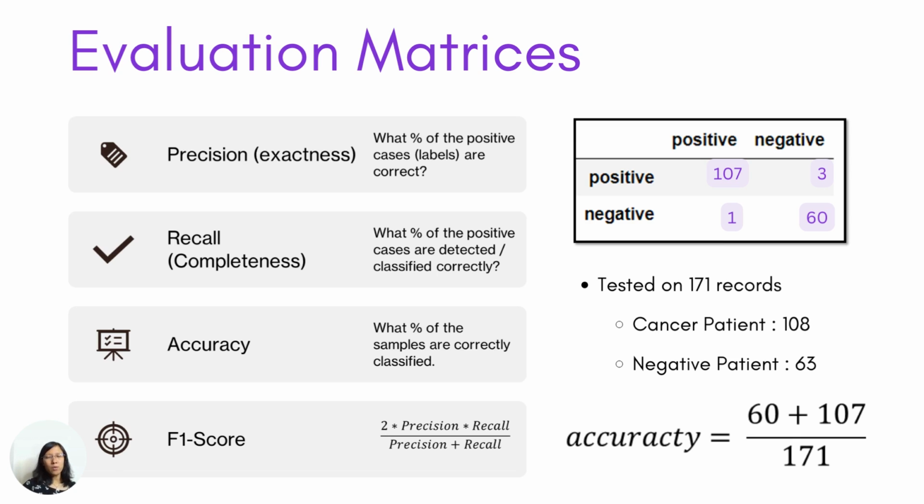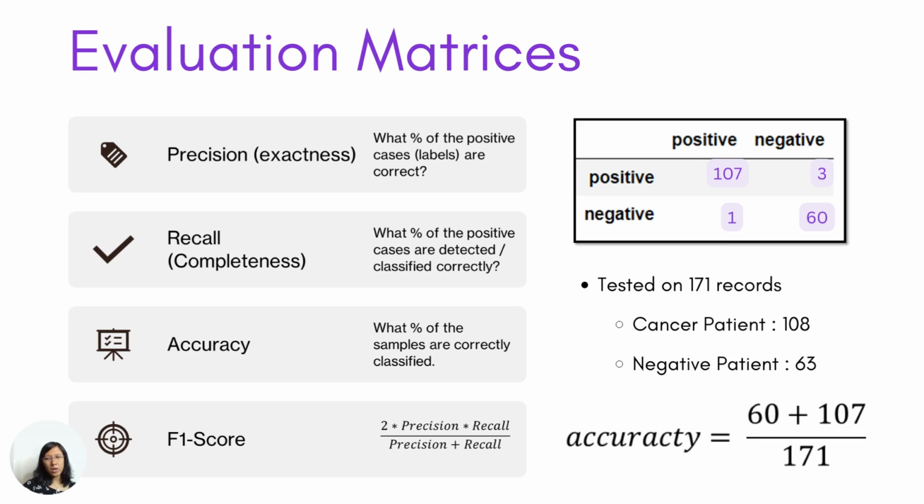The confusion matrix basically summarizes your detection accuracy, the accuracy of the model. The confusion matrix is shown in the table here. In this example, we can see that 107 positive cases and 60 negative cases were correctly classified out of the 171 records from the testing data.